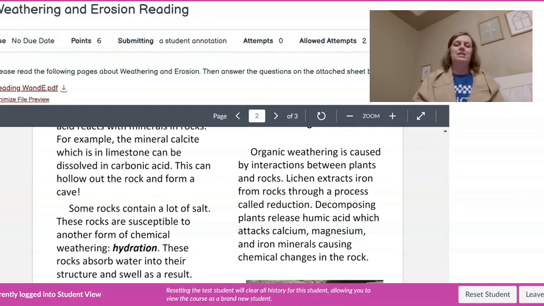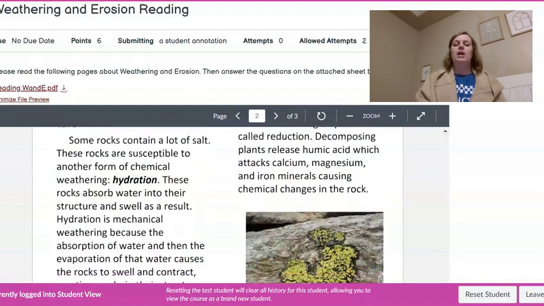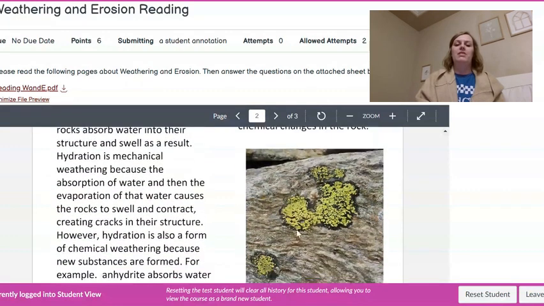Lichen, which is kind of like a small little tiny plant, lichen extracts iron from rocks through a process called reduction. Decomposing plants, decomposing means breaking down and like dying after a plant's dead, it decomposes, it breaks down. Decomposing plants release humic acid, which attacks calcium, magnesium, and iron minerals, causing chemical changes in the rock. So here we've got an example of lichen forming on a rock.